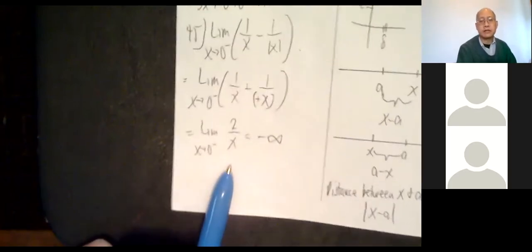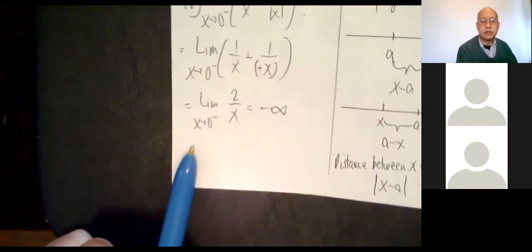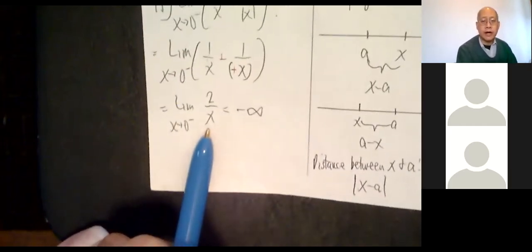So that gives me 2 over x. So limit as x approaches 0 from the left of 2 over x. Okay.